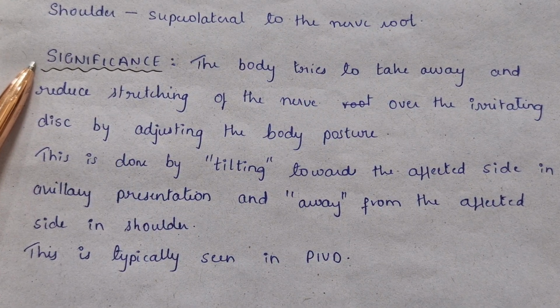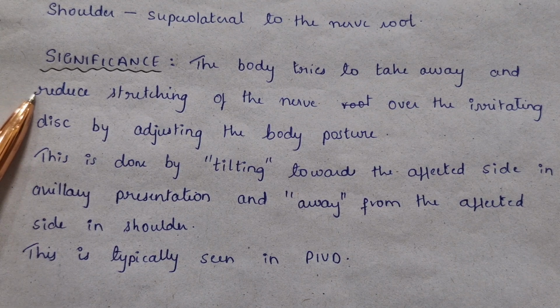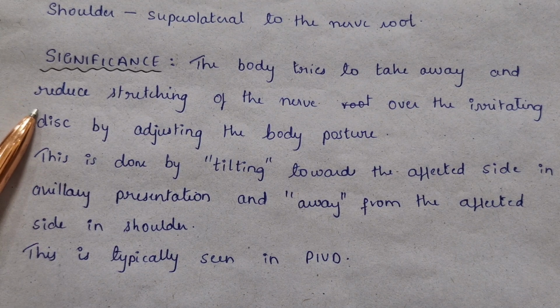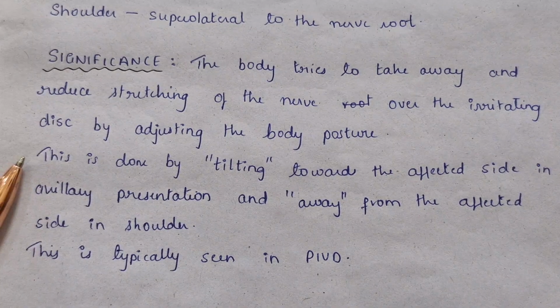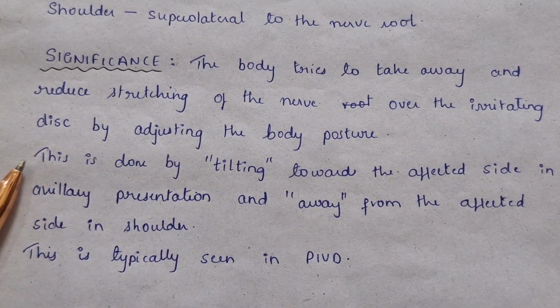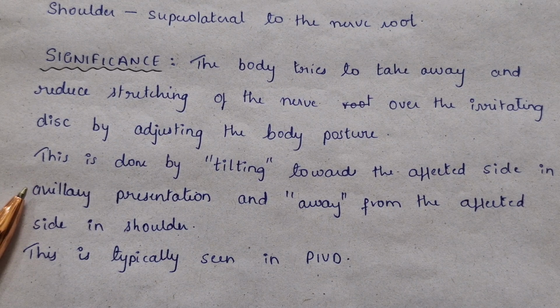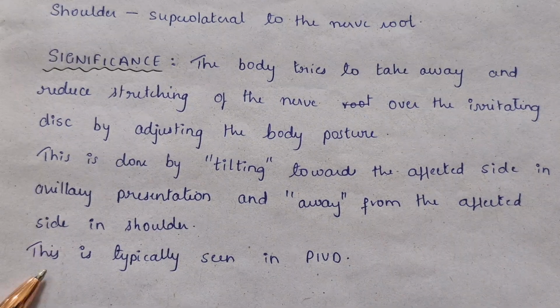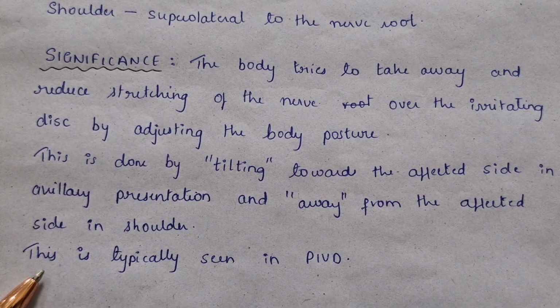Significance: the body tries to take away and reduce the stretching of the nerve over the irritating disc by adjusting the body posture. This is done by tilting towards the affected side in axillary presentation and tilting away from the affected side in shoulder presentation. This is typically seen in prolapsed intervertebral disc, that is PIVD.